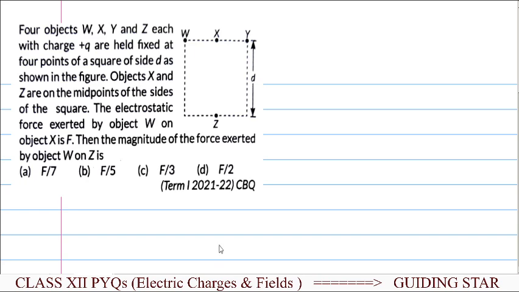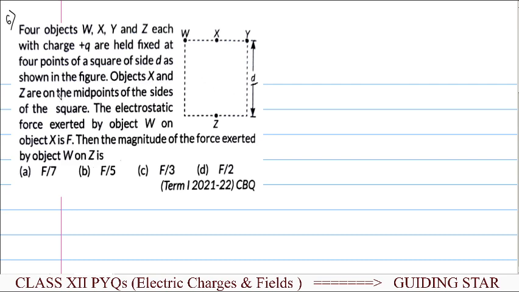In this particular question number 6, four objects W, X, Y and Z, each with charge plus Q, are held fixed at 4 points of a square of side D. So this is a square whose side is given as D, and 4 points are there: W, X, Y and Z. These 4 points are present over here on the sides of the given square.